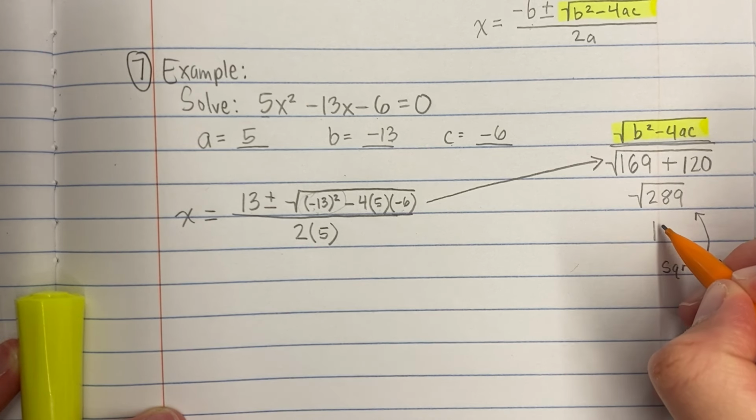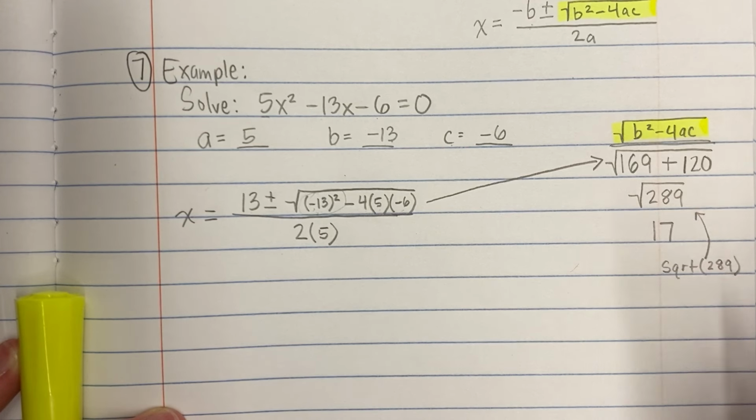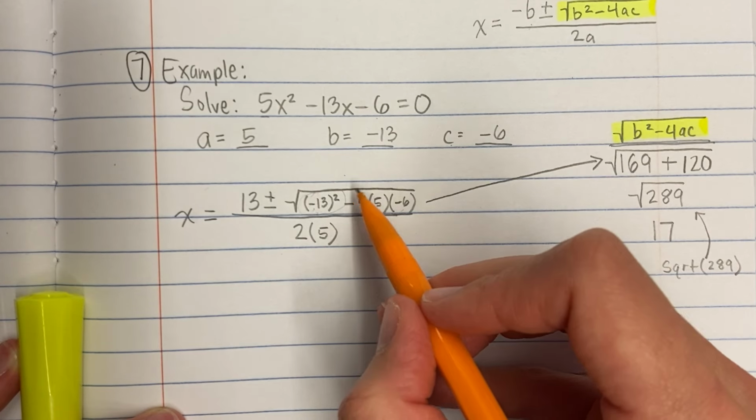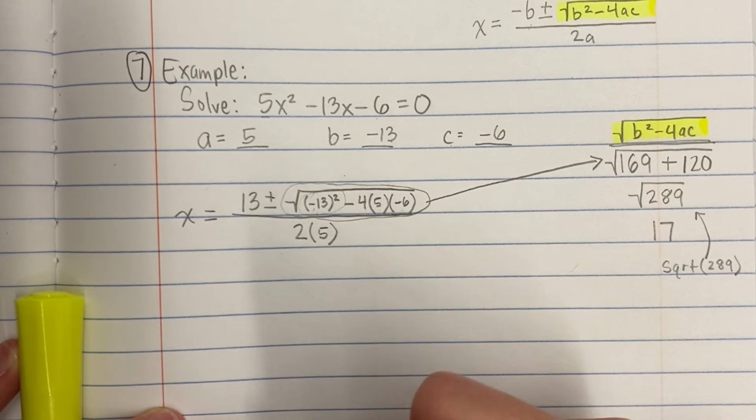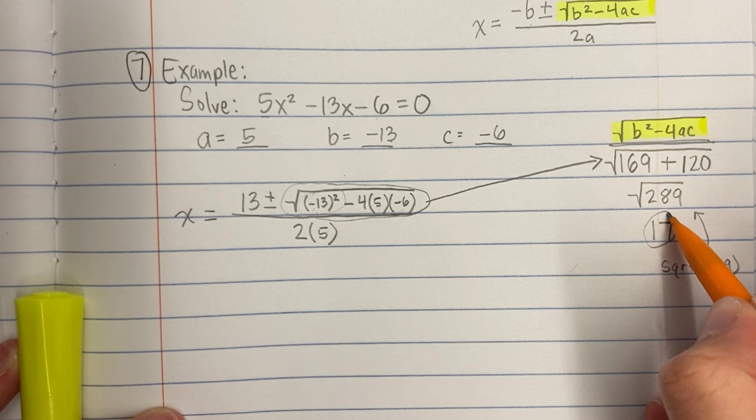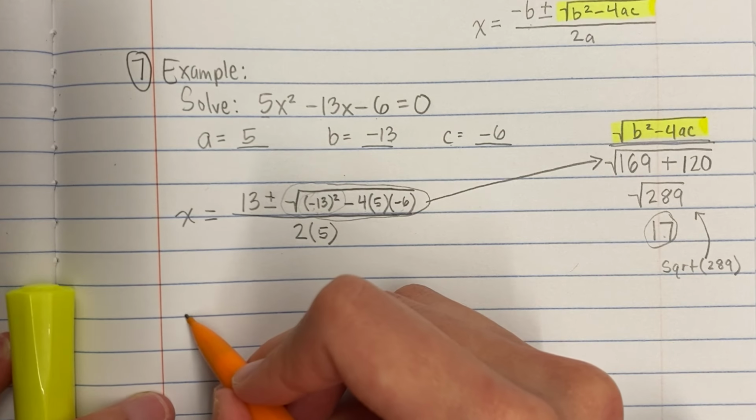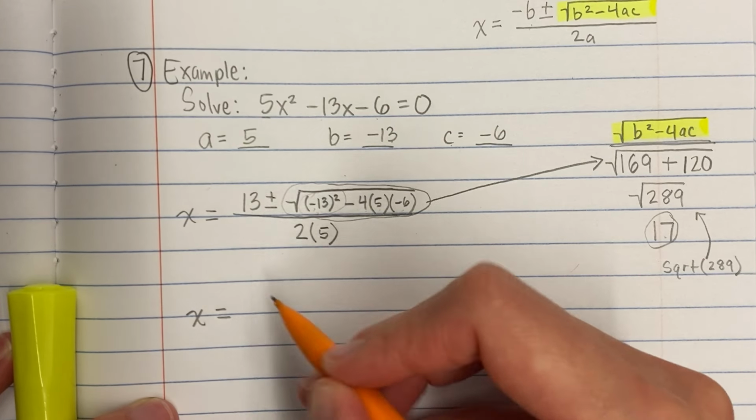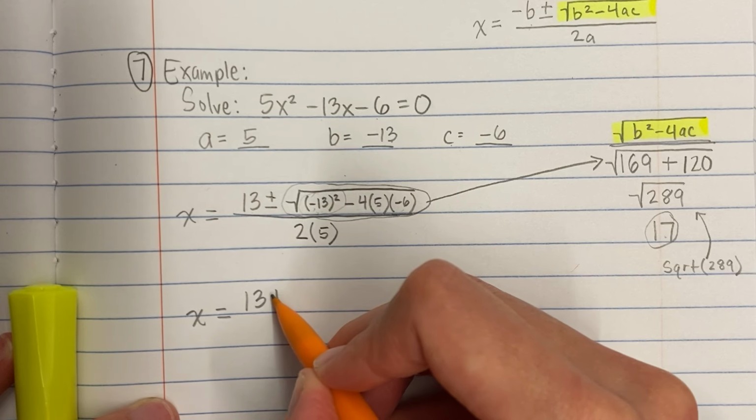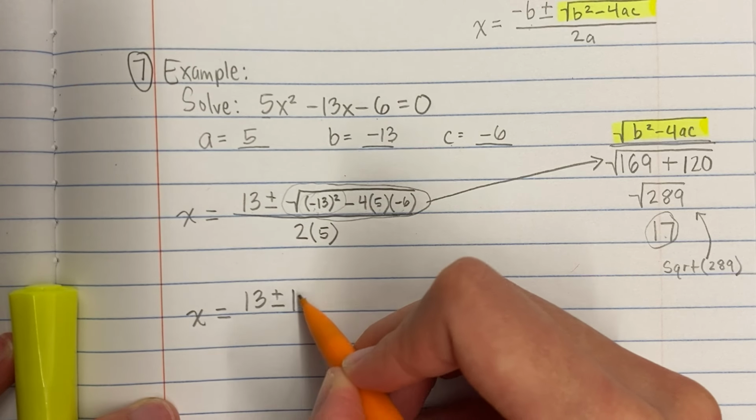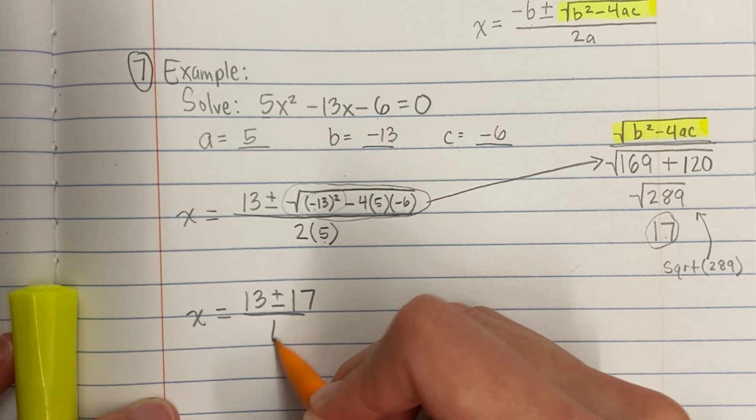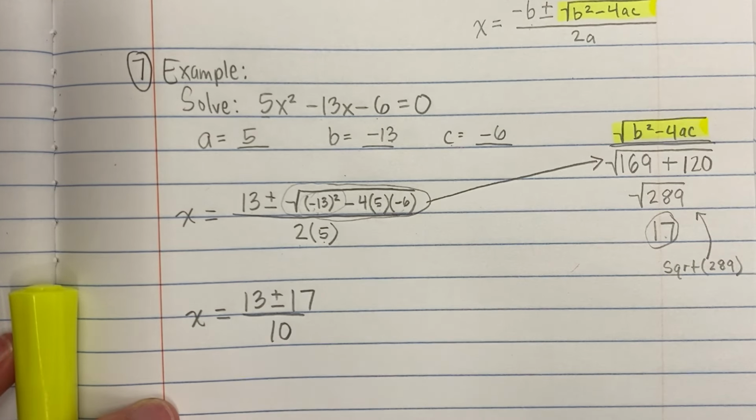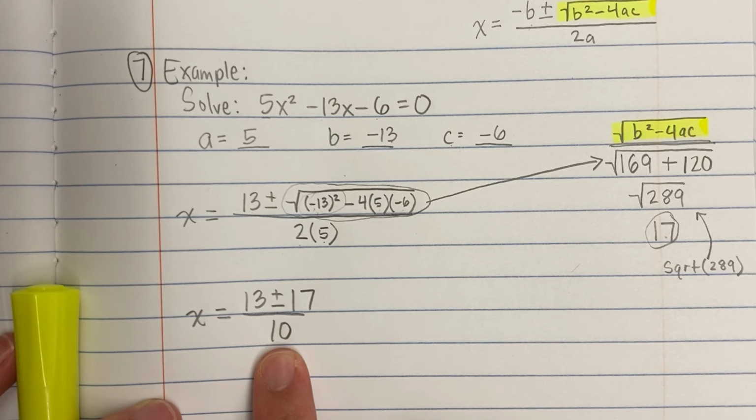And the square root of 289 is 17. That means 17 times 17 equals 289. So what that means, all of this junk right here, it just equals 17. So watch what I'm going to do next when I bring it down. 13 plus or minus 17. And I'm also going to do this simplification here. 2 times 5 is 10. Okay, so now I have this.